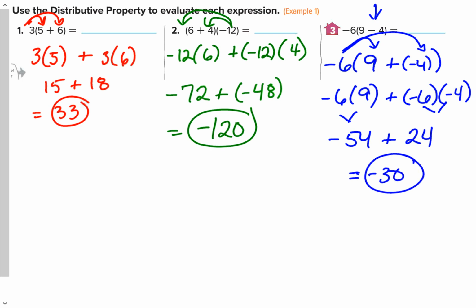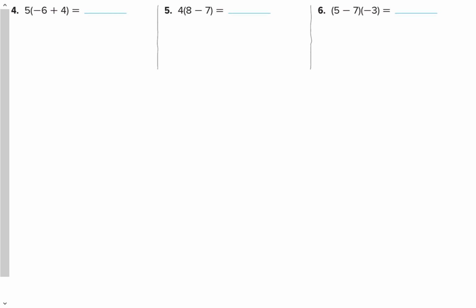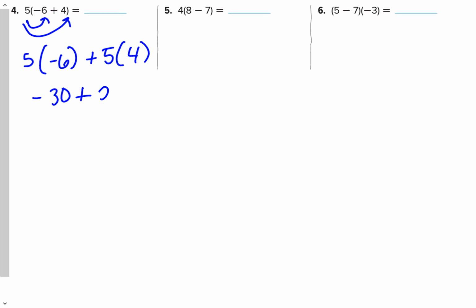All right, next. All right, so the 5 is being distributed inside the parentheses. So 5 times negative 6, the operation is plus, 5 times 4. So 5 times negative 6 is negative 30 plus 20. So the answer here is negative 10.